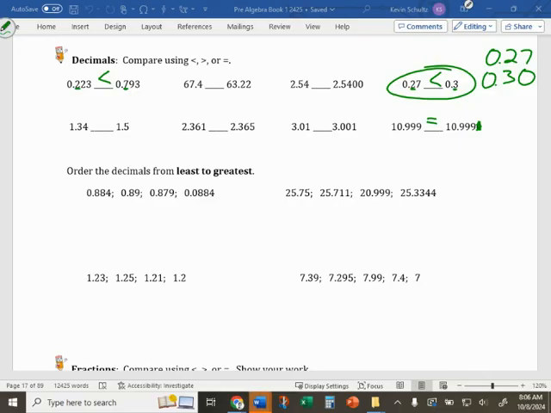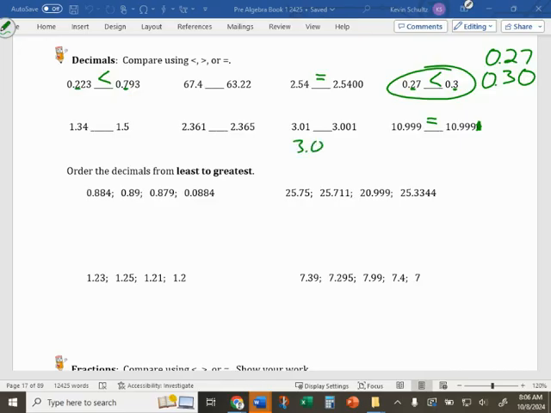Couldn't the 2.54 and 2.540000 be equal? That's another one that's equal. Okay? Because of those zeros there. What about 3.01 and 3.001? There's zeros in that one too. So equal? No. No, because the zeros are in the number, not after the number, right?